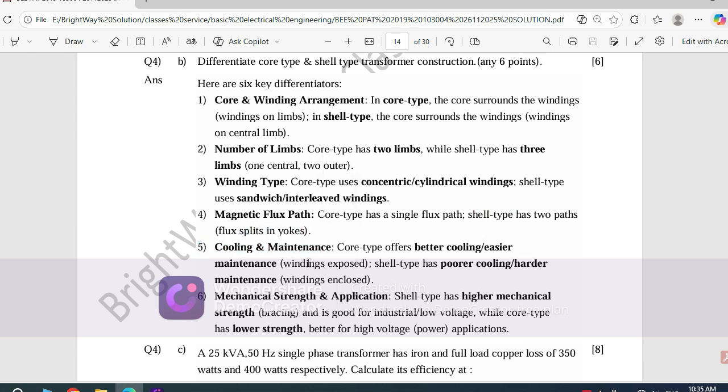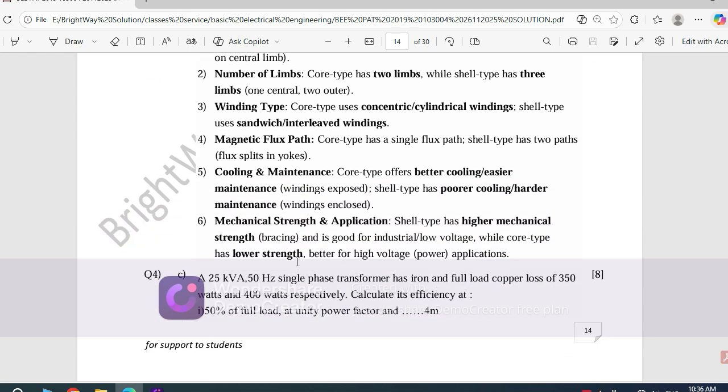Then maintenance and cooling. Core type offers better cooling and easier maintenance, and shell type has poor cooling and harder maintenance. Mechanical strength and application: shell type has a higher mechanical strength, bracing and protection, and is good for industrial low voltage, while core type has a lower strength and is better for high voltage power applications. So these are the differentiation terms.